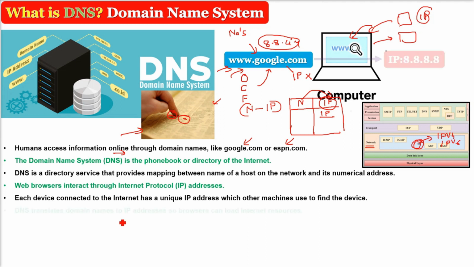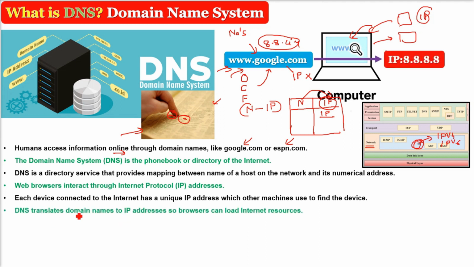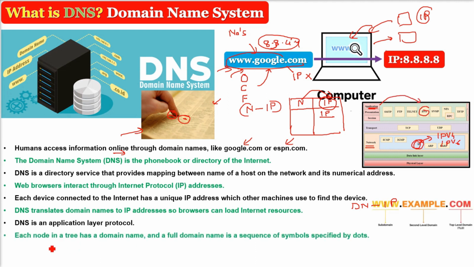So this is the DNS translation. DNS translates the domain name to the IP address so the browsers can load the internet content or resources. Whenever you type in www.google.com, this 8.8.4.4 should come. That is why DNS is an application layer protocol.